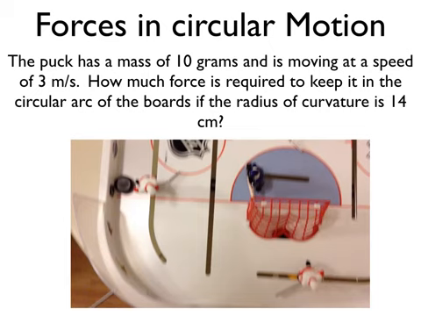Okay, next I'd like you to look at the hockey puck wrapping around the boards. Find the force required to keep it in the circular arc illustrated in this problem.